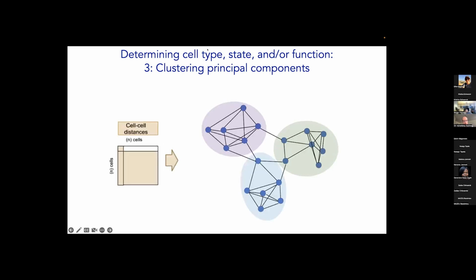And just to remind you once more, the clustering is happening after you've done the principal components analysis. So the cells here are now described by principal components, and we're looking at how far apart cells are in that principal component space. Okay.